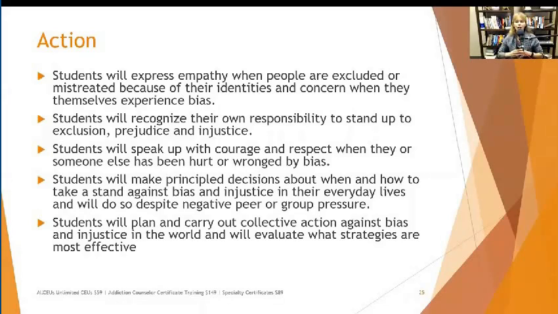Students will speak up with courage and respect when they or someone else has been hurt or wronged by a bias, and will make principled decisions about when and how to take a stand against bias and injustice in their everyday lives. Now, because it's not necessarily right to stand up in the middle of a staff meeting and go, "I've got a problem with this." It may be better to wait and get a meeting with your boss, for example.